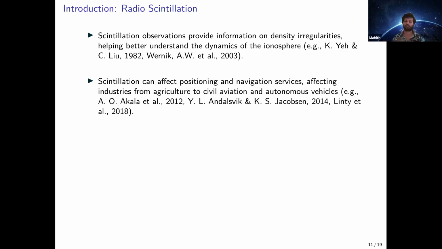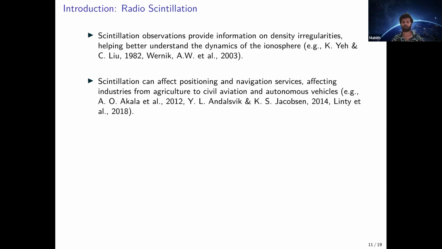It's also important for society, because when you have scintillation or rapid fluctuations, the receiver will not be able to capture the signal from the satellite very precisely. It might lose lock on the satellites, and that can affect positioning and navigation. That will affect a lot of industries, from agriculture to civil aviation, even hospitals that depend on radio signals from GNSS systems.